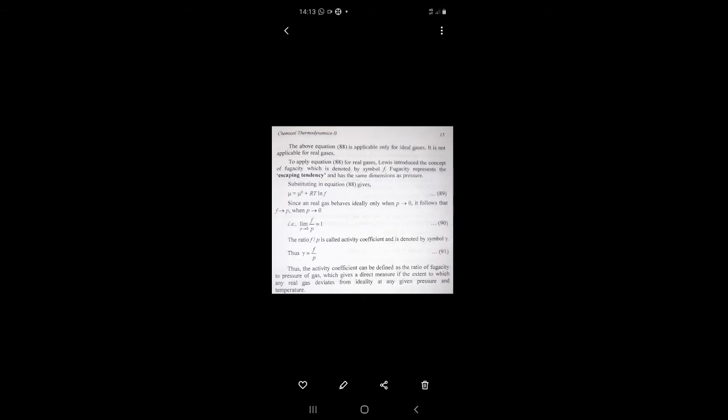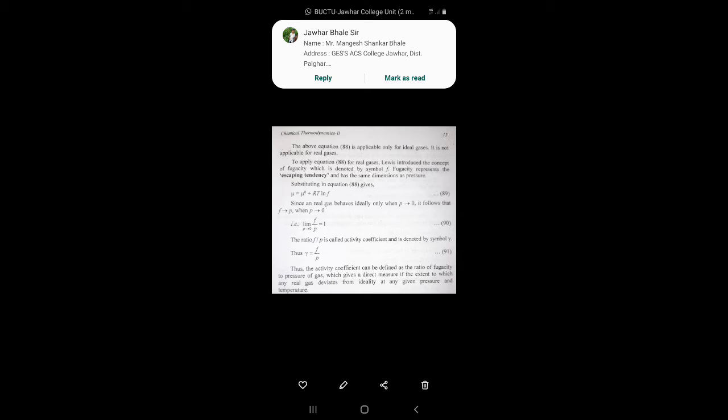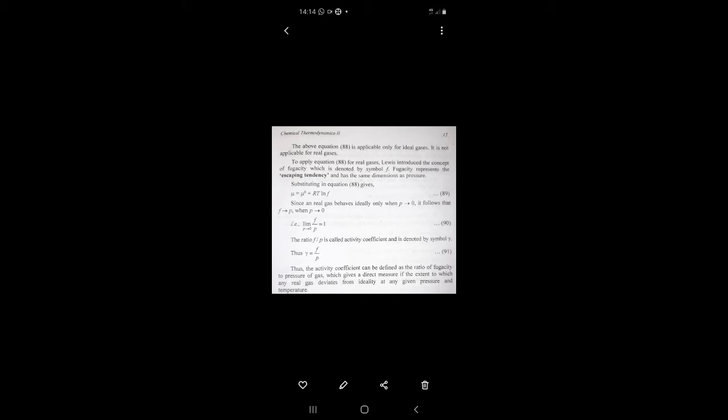You got this point? That means there is a limit. So what is that limit? When pressure becomes 0, then and only then do real gases become ideal. If pressure becomes 0, it follows that fugacity becomes pressure. You got this limit? So equation 89 can be written in the form of a limit: f upon P equals 1 when pressure tends to 0.